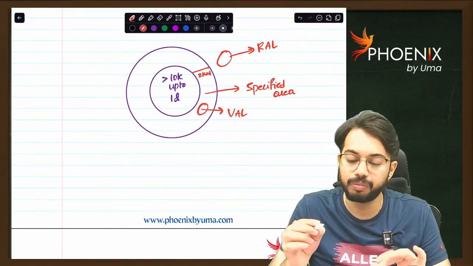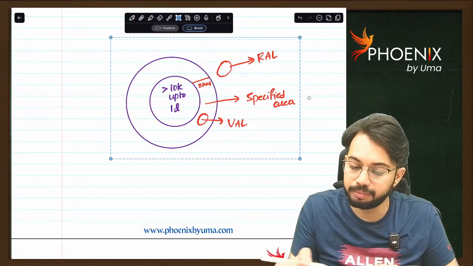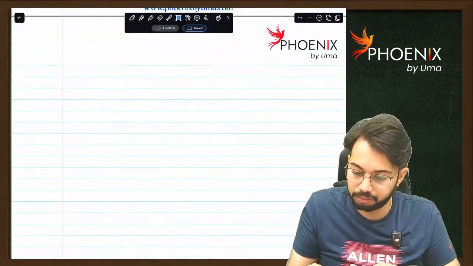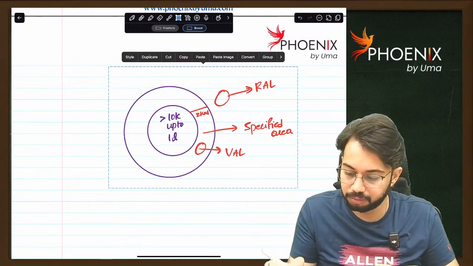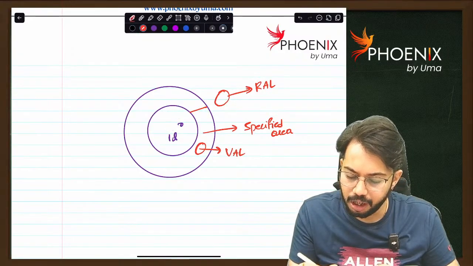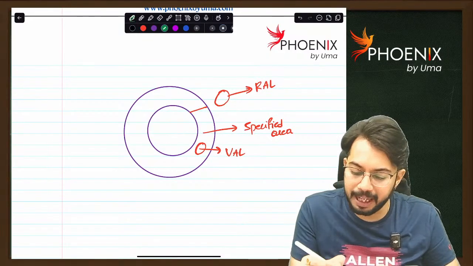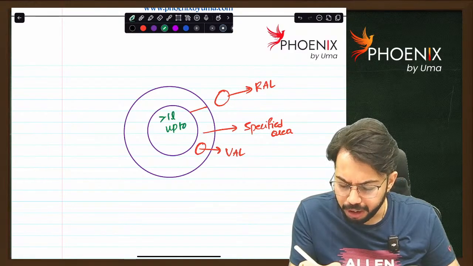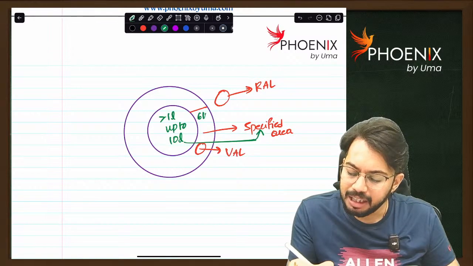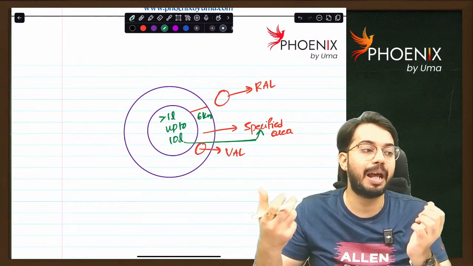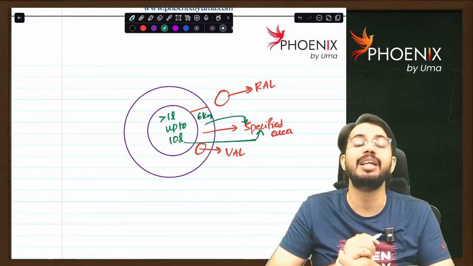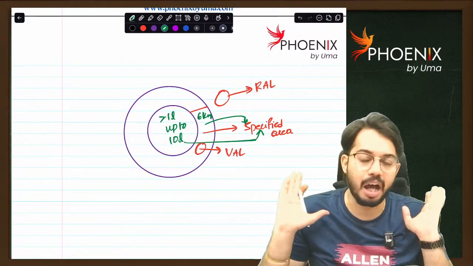Next, case 2. Now I am changing a little bit of the details. If the population in a place is more than 1 lakh up to 10 lakh, then this is the specified area. Along with this, 6 kilometers from the end of the municipality is also considered as specified area or urban area. Are you able to understand?